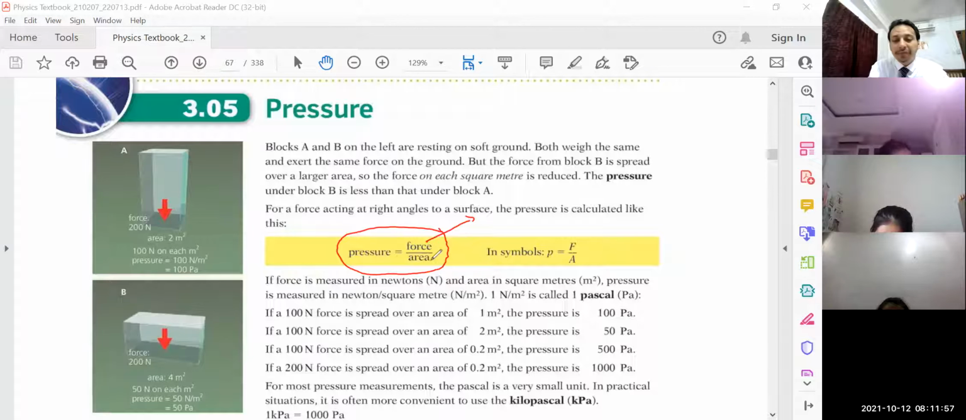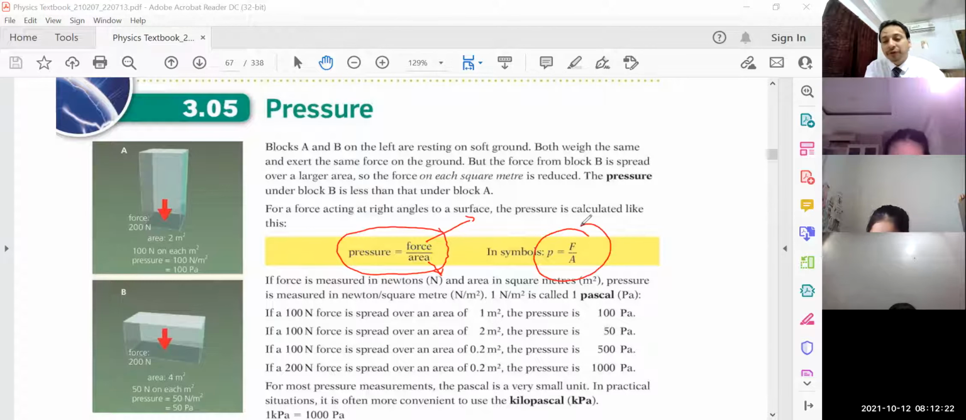force divided by area. Pressure is given by force acting on any area. So if you divide force by an area, you will get how much pressure is acting on that surface. Symbolically, you can write the equation with letters: P, pressure, children. Remember, P, pressure, is equal to force F divided by area.